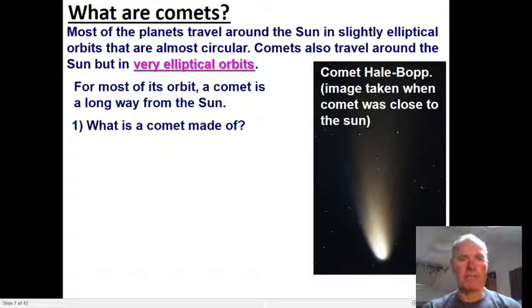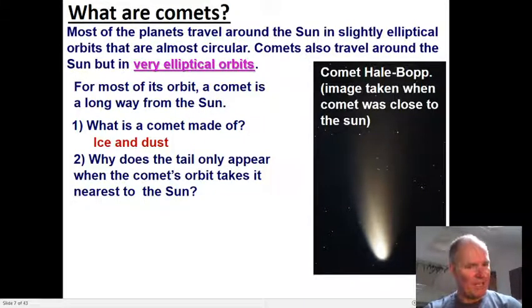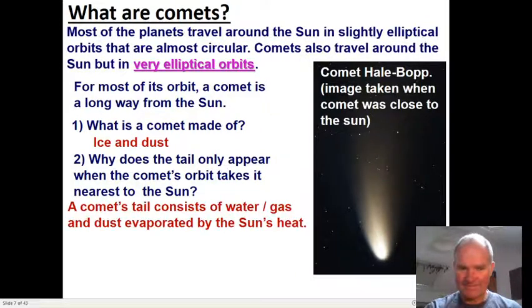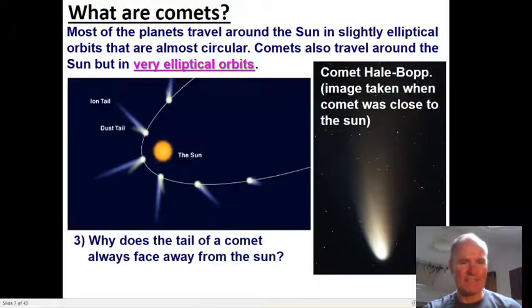Okay, so when you think about what a comet is made of, and we need ice and dust, why does the tail only appear when the comet's orbit takes it nearest the Sun? Because the comet's tail consists of water and gas and dust that evaporates from the Sun's heat. So obviously when it's close to the Sun, that is happening, and you're getting that tail generated as well.